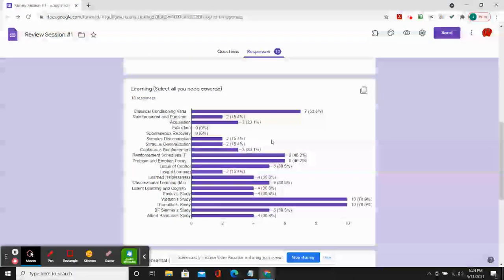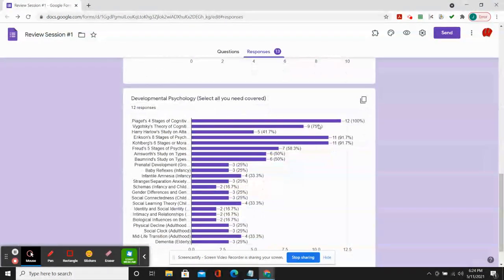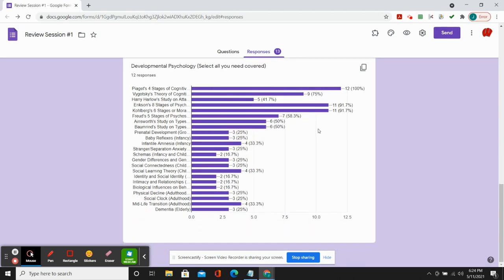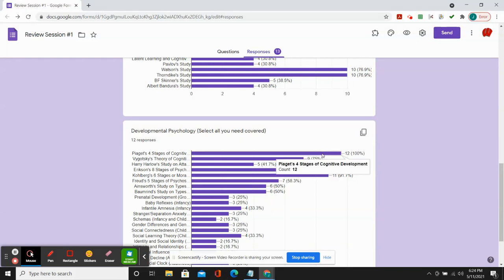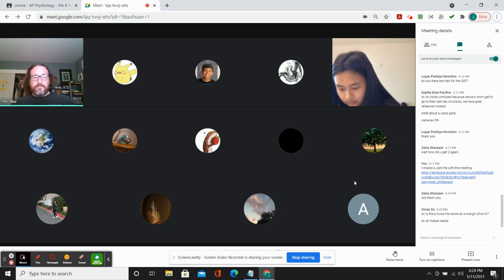Okay, so now we're going to take our first 12 vote topic from development. There was nothing in learning with 12 votes. So we're going to go ahead and look at Piaget's 4 stages of cognitive development. With Piaget's 4 stages of cognitive development, this is about how kids develop their cognitive skills through interaction with the environment.